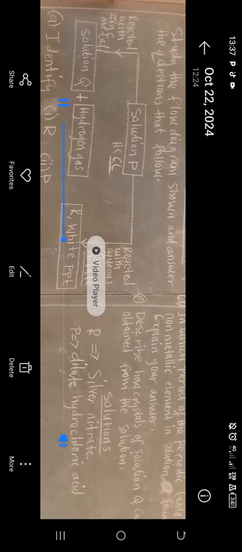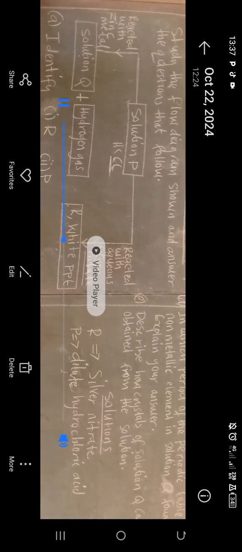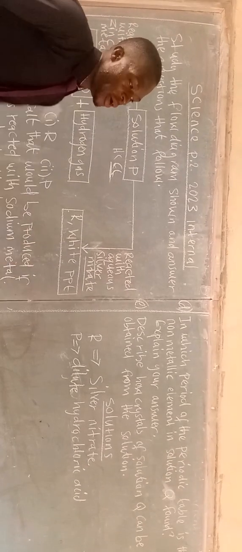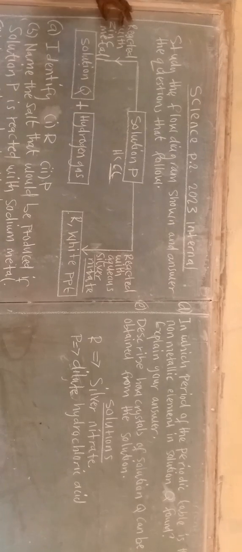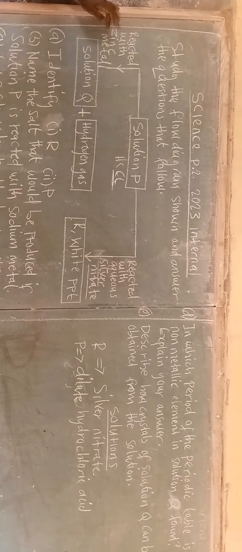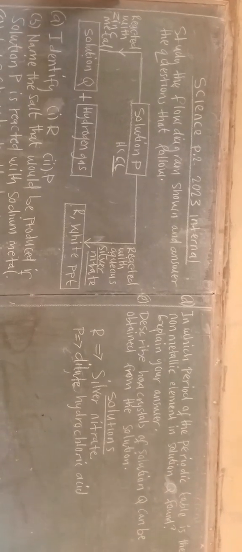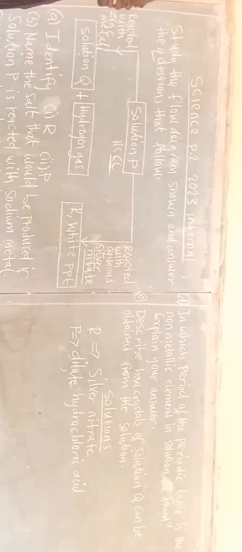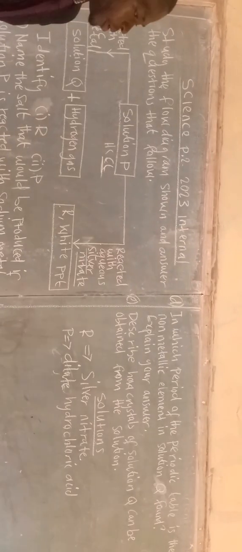Okay, so we have identified R and P. Then B: name the salt that will be produced if solution B is reacted with sodium metal. The solution B here was reacted with zinc metal. Now we are saying, what if solution B is reacted with the sodium metal? Solution B, we know it is the dilute hydrochloric acid.